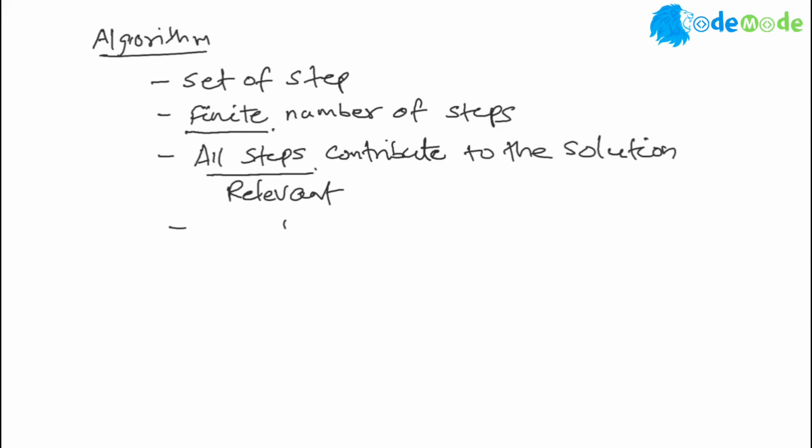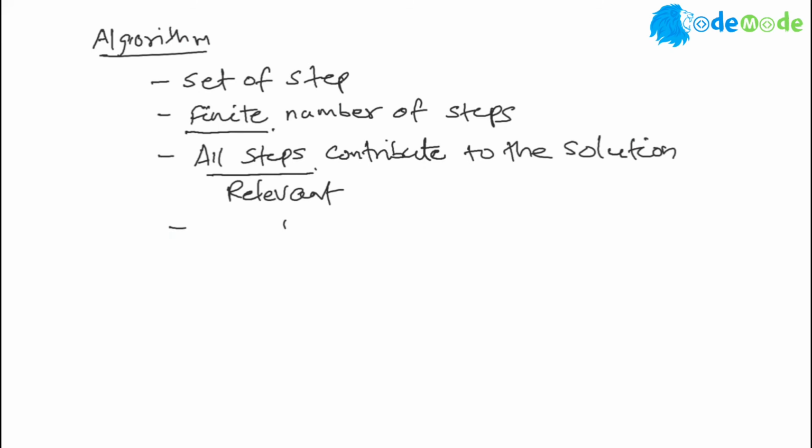When you write an algorithm, when you write a solution, you focus on what you need. You omit irrelevant points, right? So that's another characteristic of an algorithm.